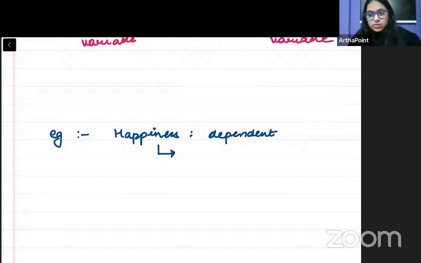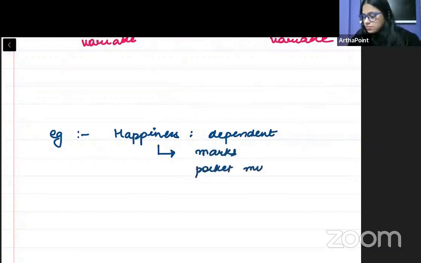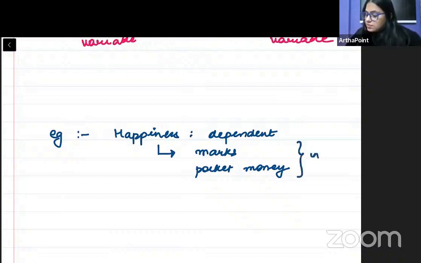किस पे depend करती है खुशी? It depends on maybe your marks, maybe your pocket money, maybe on the happiness of your girlfriends, on the happiness of your boyfriends. It can depend on anything, on the happiness of your parents. These are independent variables. मार्क्स, पॉकेट मनी, सब इंडिपेंडेंट है. Happiness is a dependent variable. Happiness depends on it. Right, beta?